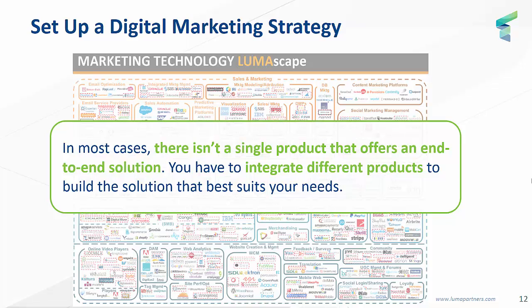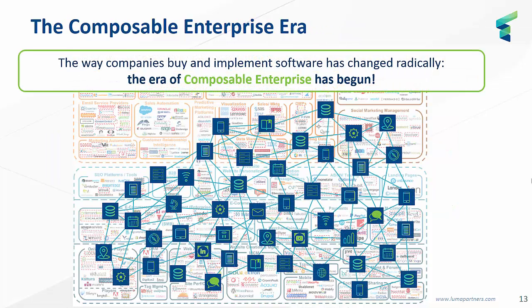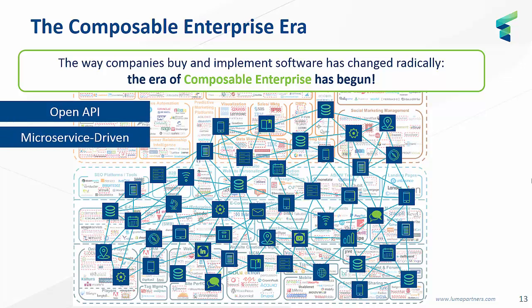In order to implement a flexible, efficient, and cost-effective end-to-end solution, we need to integrate different products. This is the result of today's rapid technological evolution that has radically changed the way companies buy software and implement their solutions. This new method is called the composable enterprise. Modern solutions are designed and built by integrating different platforms through open API interfaces and leveraging the so-called microservices to manage very specific tasks more effectively.